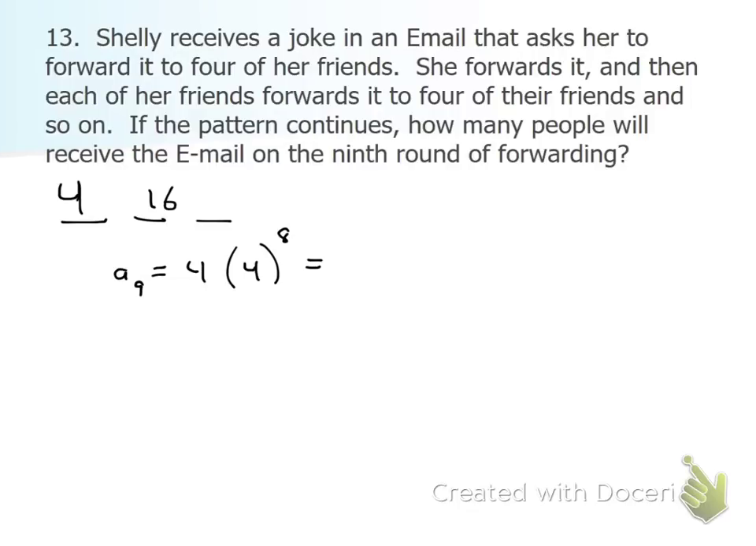What's the 9th term in the sequence? According to this way, what do we get, guys? 262,144. Nice. How quickly it can grow. Okay?